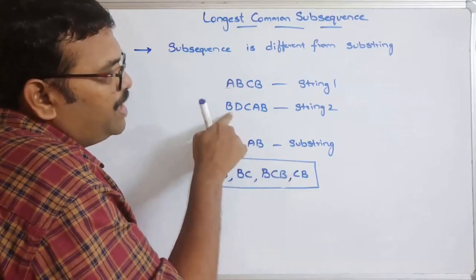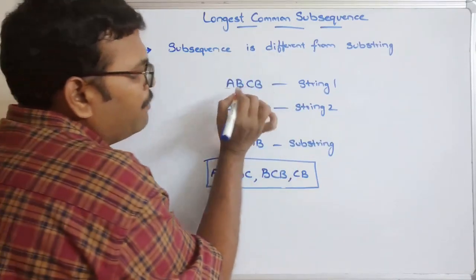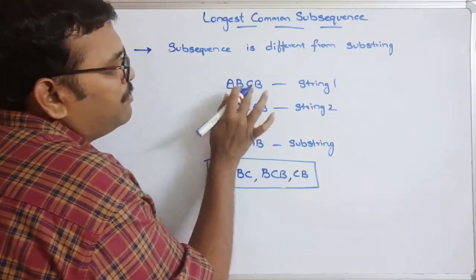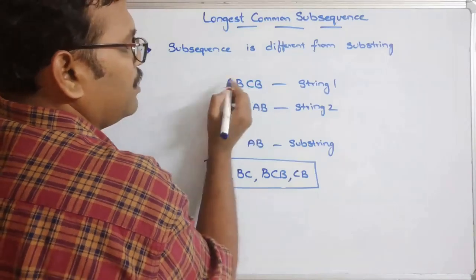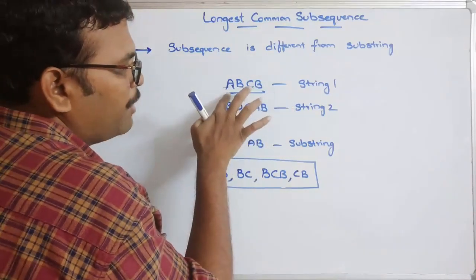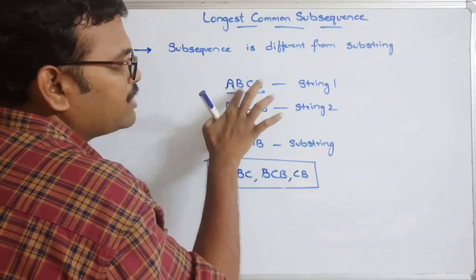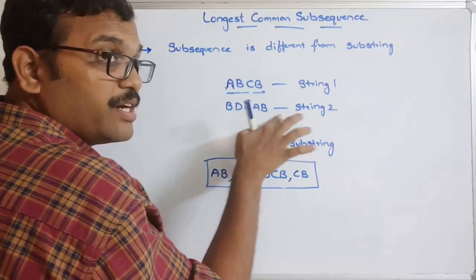B, C, B. B, C, B, yes. Next, C, B. If you take randomly, take this one, A, B, C, B. So A should appear, yes, we got it. Next, B should appear, yes, we got it. Next, C. So there is no string, right?